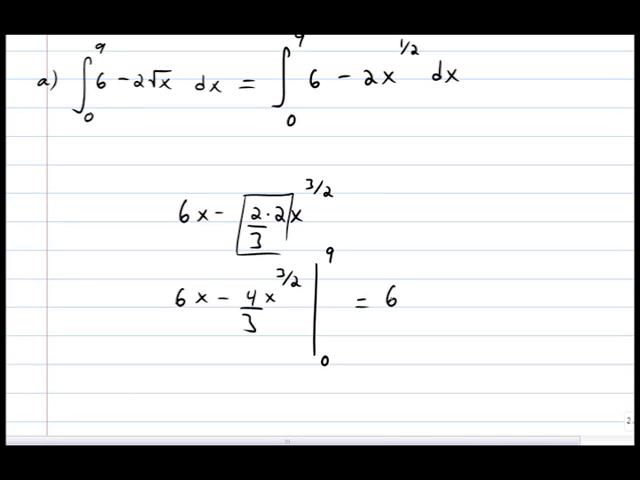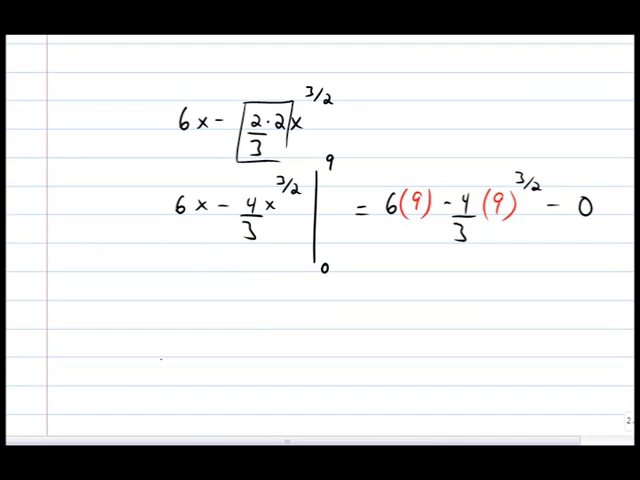So 6 times the 9 minus 4/3 times 9 to the 3 halves. So that subtract. What happens when you plug in 0? 0. Okay. So now we've got something equal to 6. Well, let's do the 6 times 9. 4 thirds.